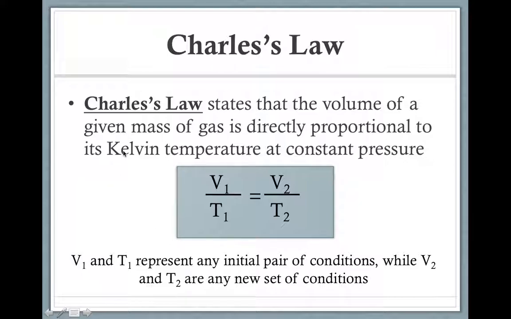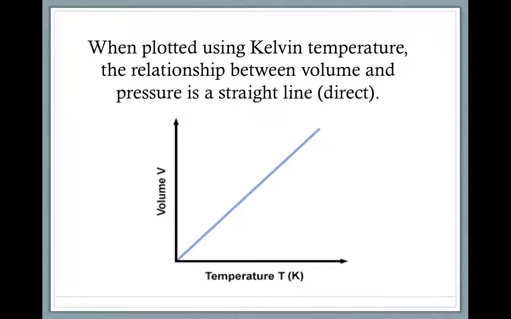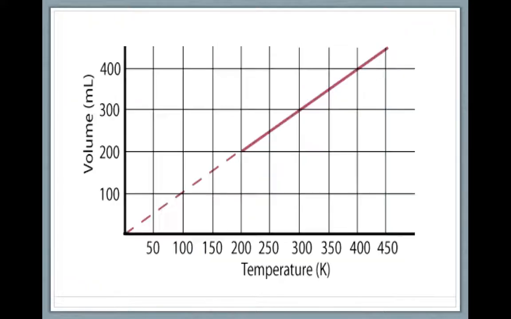We've talked about that a lot. Kelvin has to do with absolute zero. The way you convert from Celsius to Kelvin is you simply add 273. And for all gas law problems, your temperature has to be in Kelvin. The equation is there: V1 over T1 equals V2 over T2. And again, the 1s are the initial, the 2s are the new. A plot of Kelvin temperature and volume, because it's directly proportional, is going to be a straight line. As one goes up, the other goes up. And you can see here from the actual graph that the line is the same.